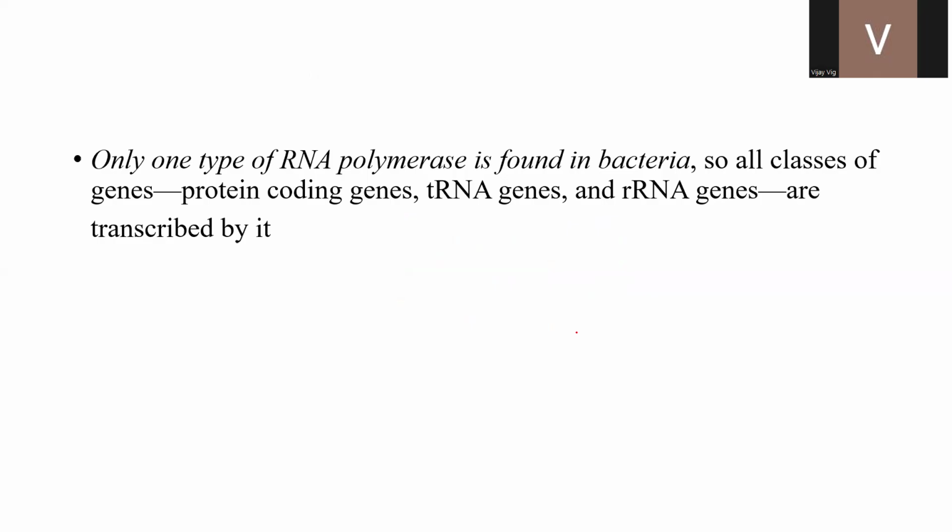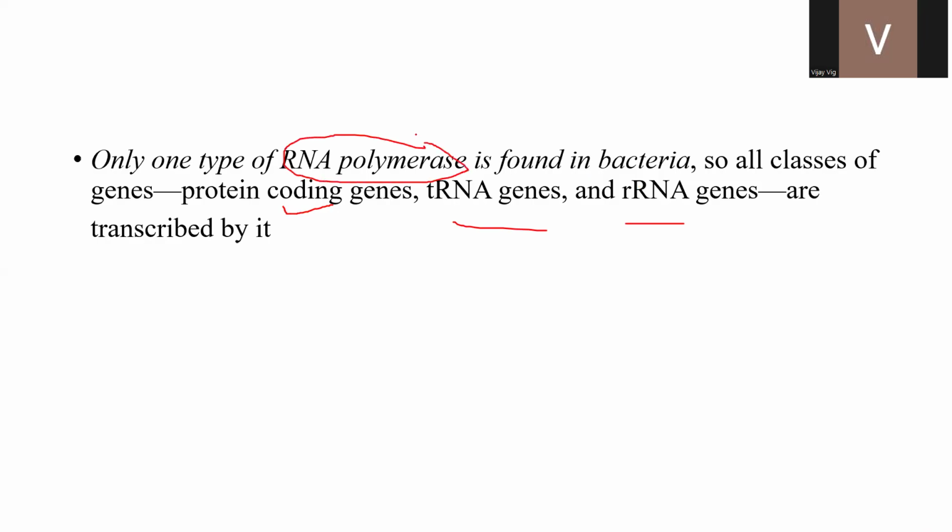Now, let's go more into the initiation of transcription, and for that we need to learn the structure and function of the RNA polymerase enzyme of bacteria. Only one type of RNA polymerase is found in bacteria, which is DNA-dependent RNA polymerase. So all the genes, whether they are protein coding genes, which give rise to mRNA, which gets translated into protein, or whether they are tRNA or rRNA genes, all genes are transcribed by this one RNA polymerase.